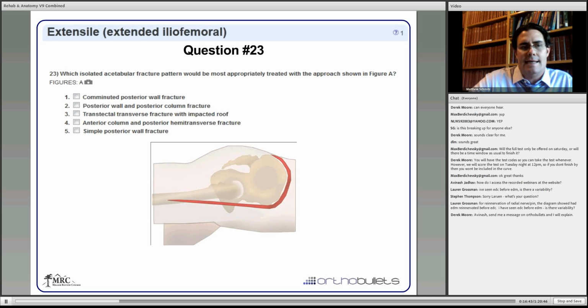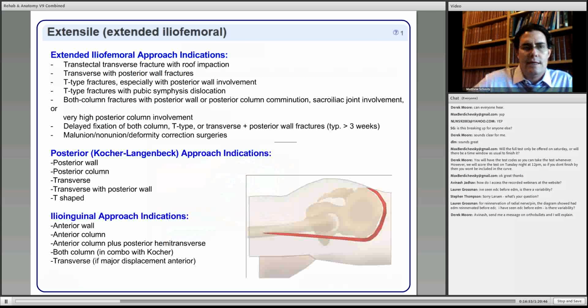What isolated acetabular fracture pattern would be most appropriately treated with the approach shown in Figure A? So the first thing you have to do is recognize which approach this is. This is an extended iliofemoral approach. We use a variety of different approaches to gain access to our acetabular and pelvic fractures. We use posterior approaches primarily for posterior structures or posterior displacement. We use an ilioinguinal to gain access to the anterior, and this is an extended iliofemoral, which gives us access to both some of the posterior structures and the anterior structures.